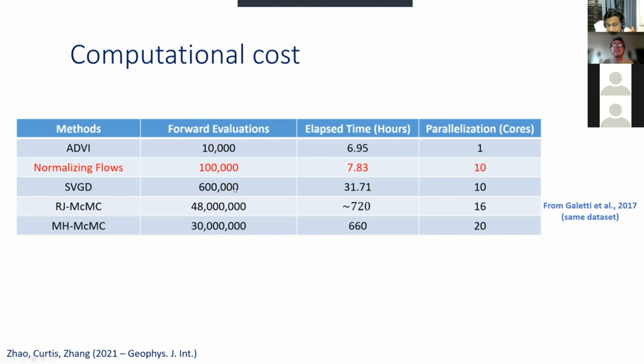So that is the section on normalizing flows and invertible neural networks finished.